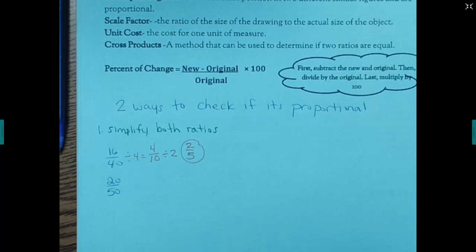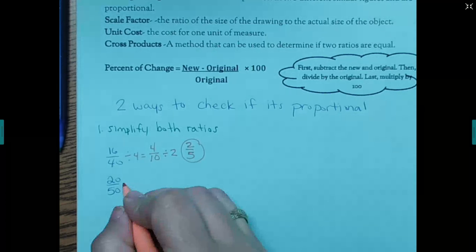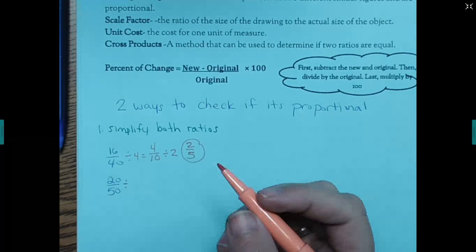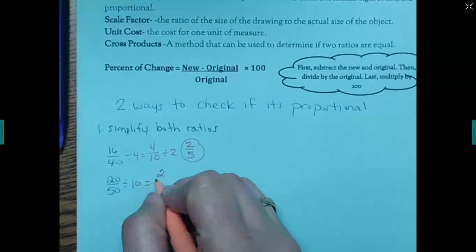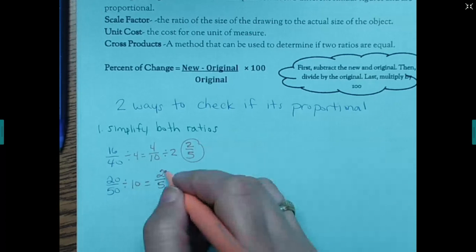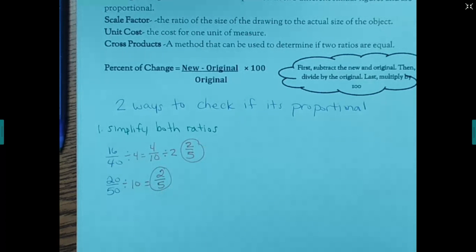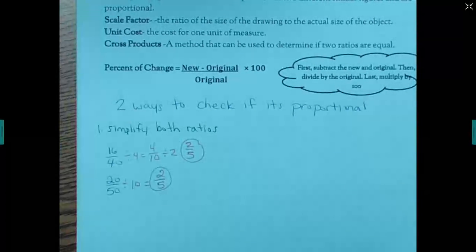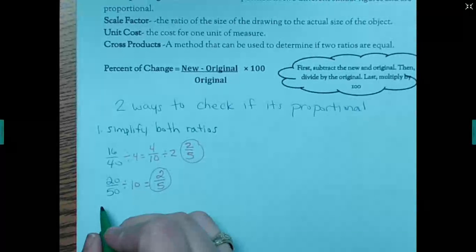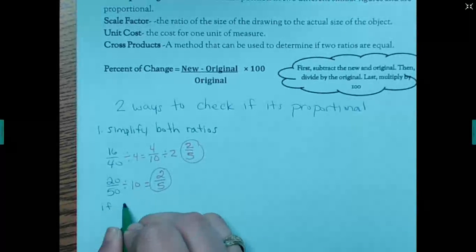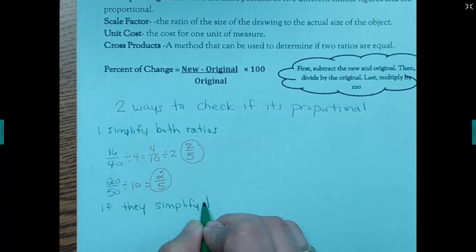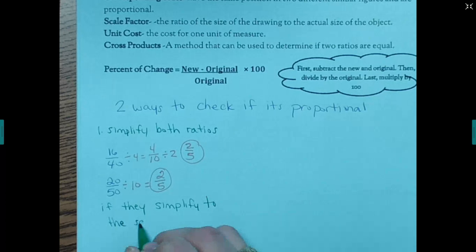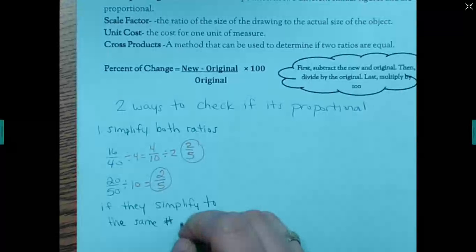Now 20 and 50. Again, there's a lot of numbers that go in there. Think of the biggest number that goes into both. 10. 10 is good. 20 divided by 10 is 2. 50 divided by 10 is 5. 2/5. I simplified both ratios, and what happened? All right, good. So if they simplify to the same answer, they are proportional.